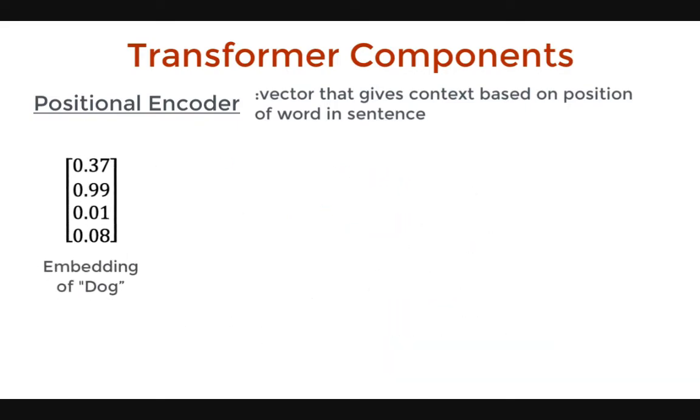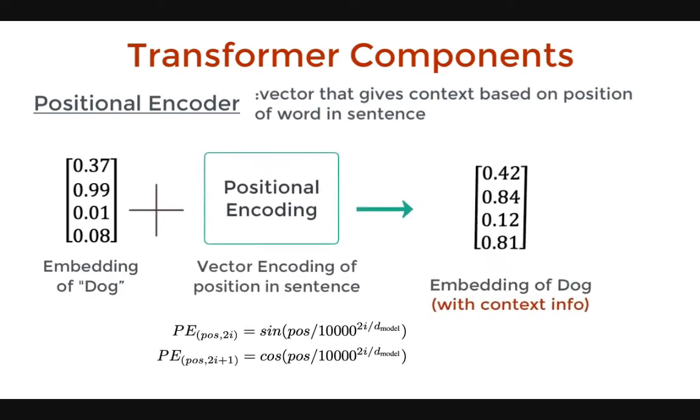After passing the English sentence through the input embedding and applying the positional encoding, we get word vectors that have positional information, that is context.